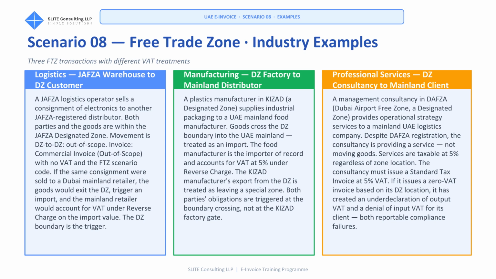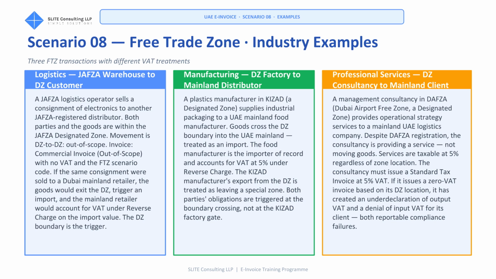Third, professional services. A DAFZA management consultancy provides operational strategy to a mainland logistics company. Despite DAFZA registration, this is a service, taxable at 5%. A standard tax invoice at 5% must be issued. Issue a zero VAT invoice based on zone status, and you have created an underdeclaration and denied your client's input VAT recovery.